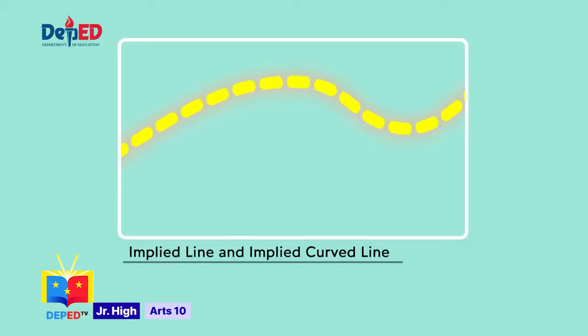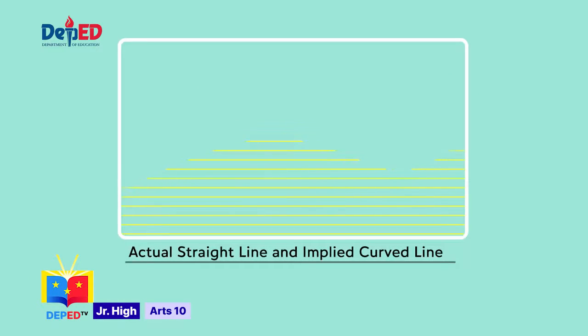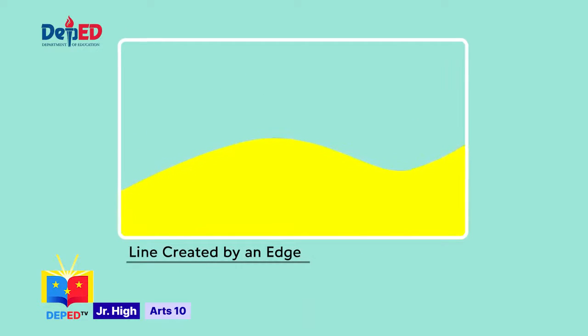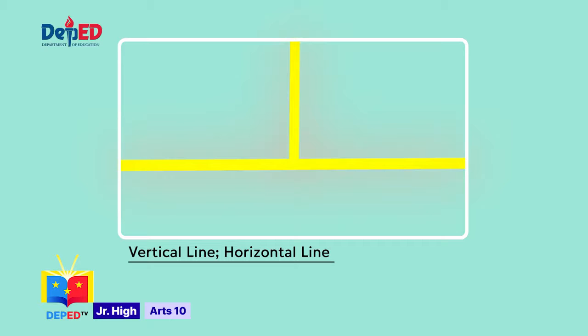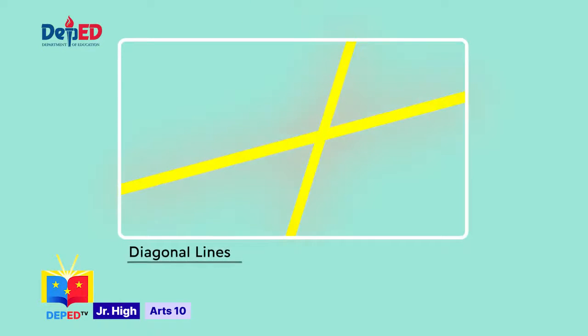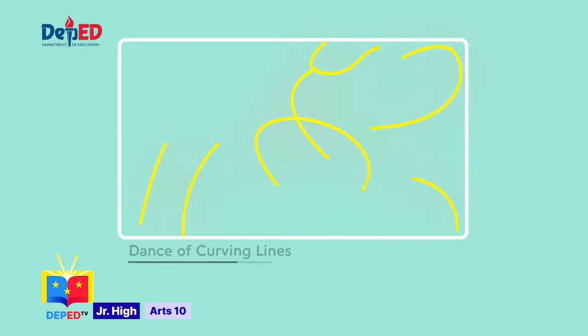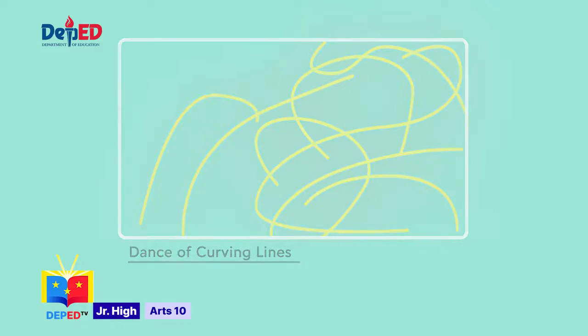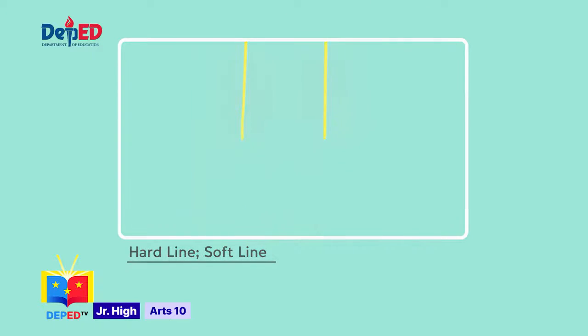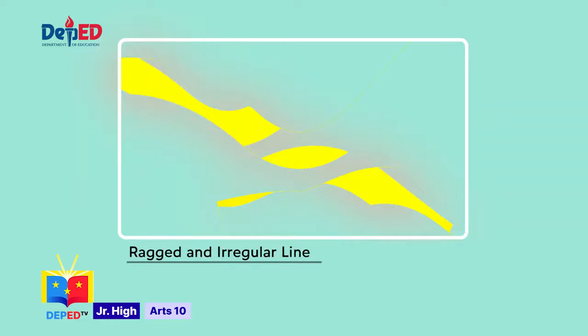implied line and implied curved line, actual straight line and implied curved line, line created by an edge, vertical line or attitude of alert attention, horizontal line or attitude of rest, diagonal lines or slow action and fast action, sharp jagged lines, dance of curving lines, hard line and soft line, ragged irregular line.